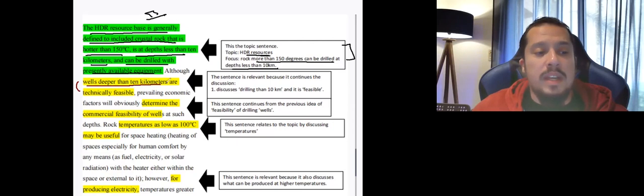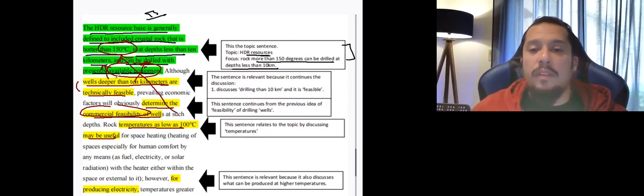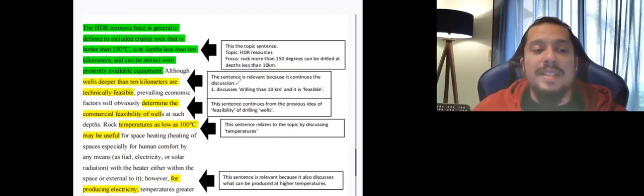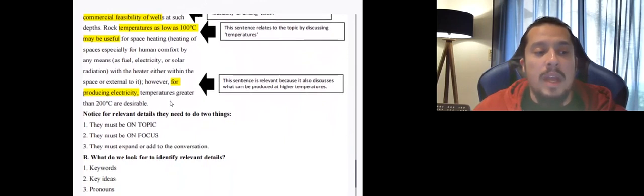Although wells deeper than 10 kilometers are feasible, this is related, it talks about kilometers right here. Prevailing economic factors will obviously determine the commercial feasibility of the wells. It talks about drilling, whether it is present or available or not. You know, available equipment also, is it commercially feasible? Is it logical? At such depths, rock temperatures as low as 100 degrees may be useful. Again, we're also talking about temperature, right? Because it told me about 150 degrees. Here in the paragraph it gives me other options related to temperature. So these are all relevant details that support a topic sentence.